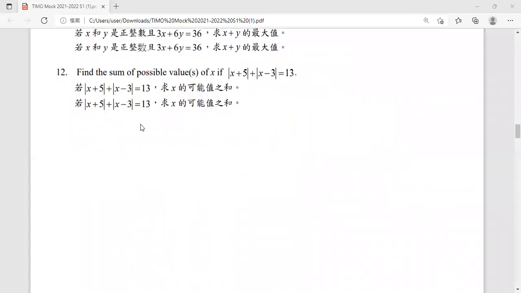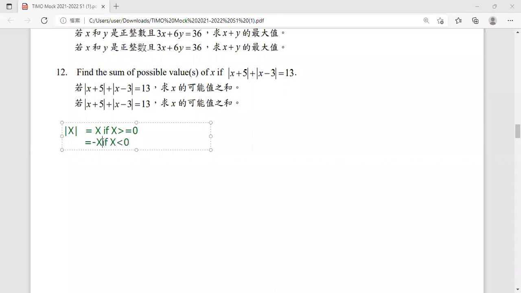Now 12. This is absolute value. Maybe for those who don't know what absolute value is. Now absolute x equals x if x is greater than or equal to 0. But it equals negative x if x is less than 0.